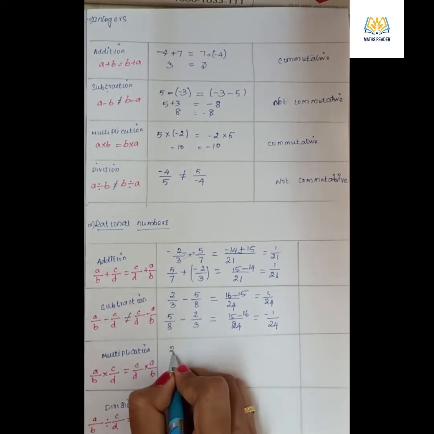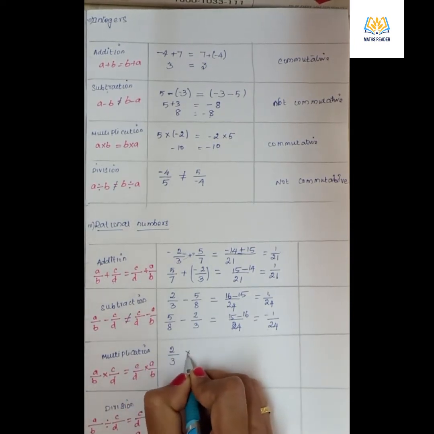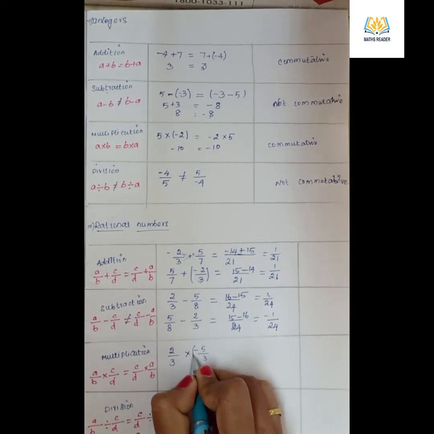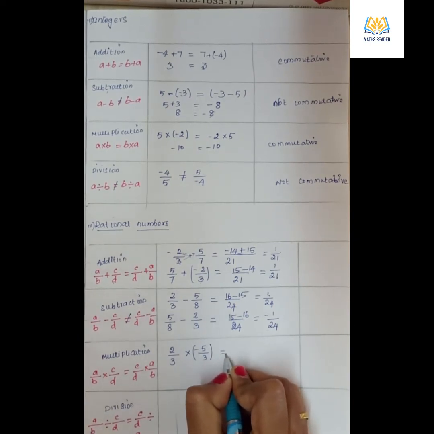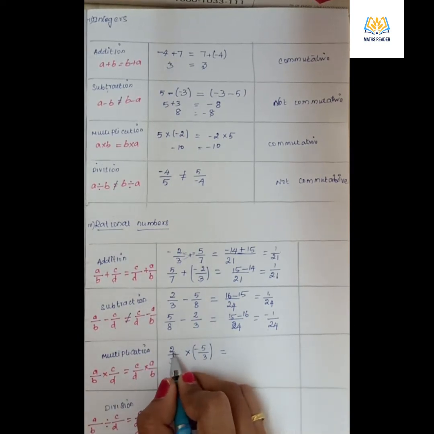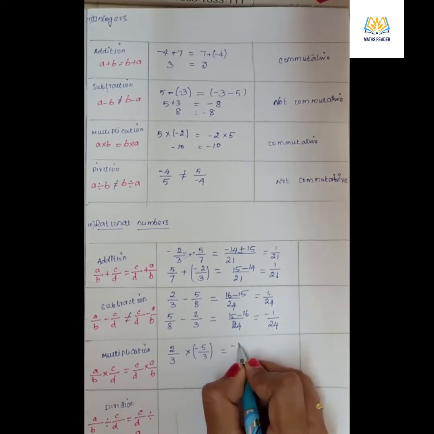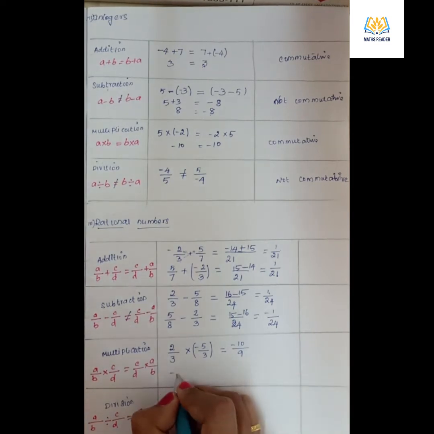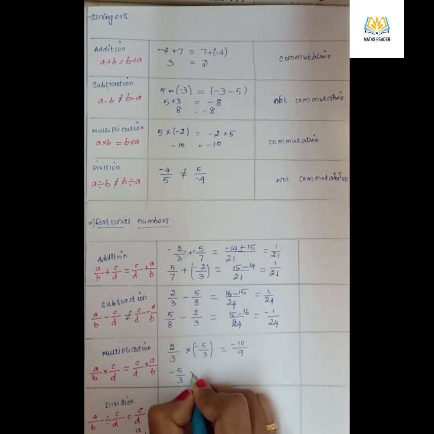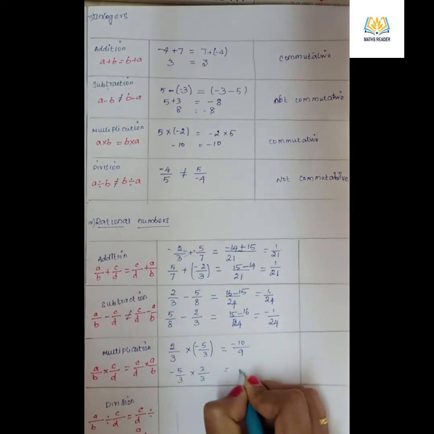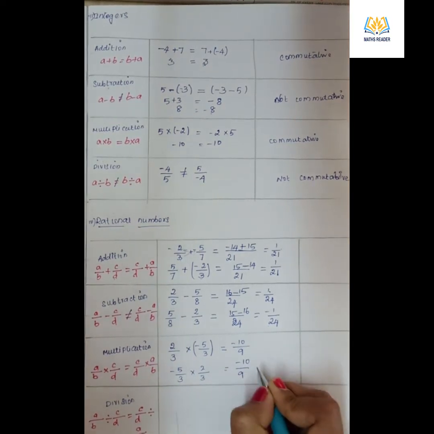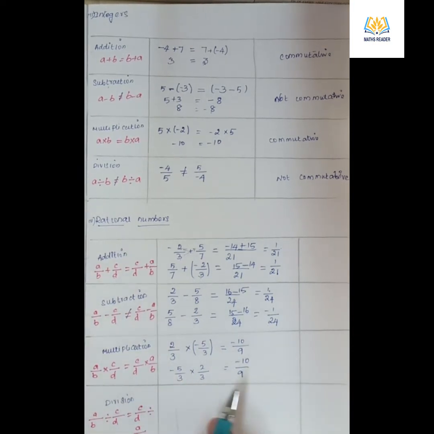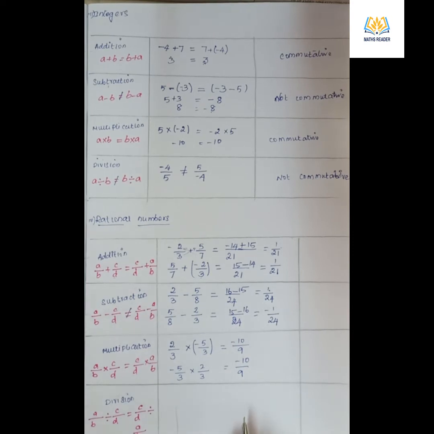Next, multiplication. 2/3 into minus 5/3. This is equal to 2 5s are minus 10, divided by 3 3s are 9. Next, change the order. Minus 5/3 into 2/3. 3 3s are 9, 5 2s are 10. So both the answers are equal. So multiplication satisfies the commutative property.